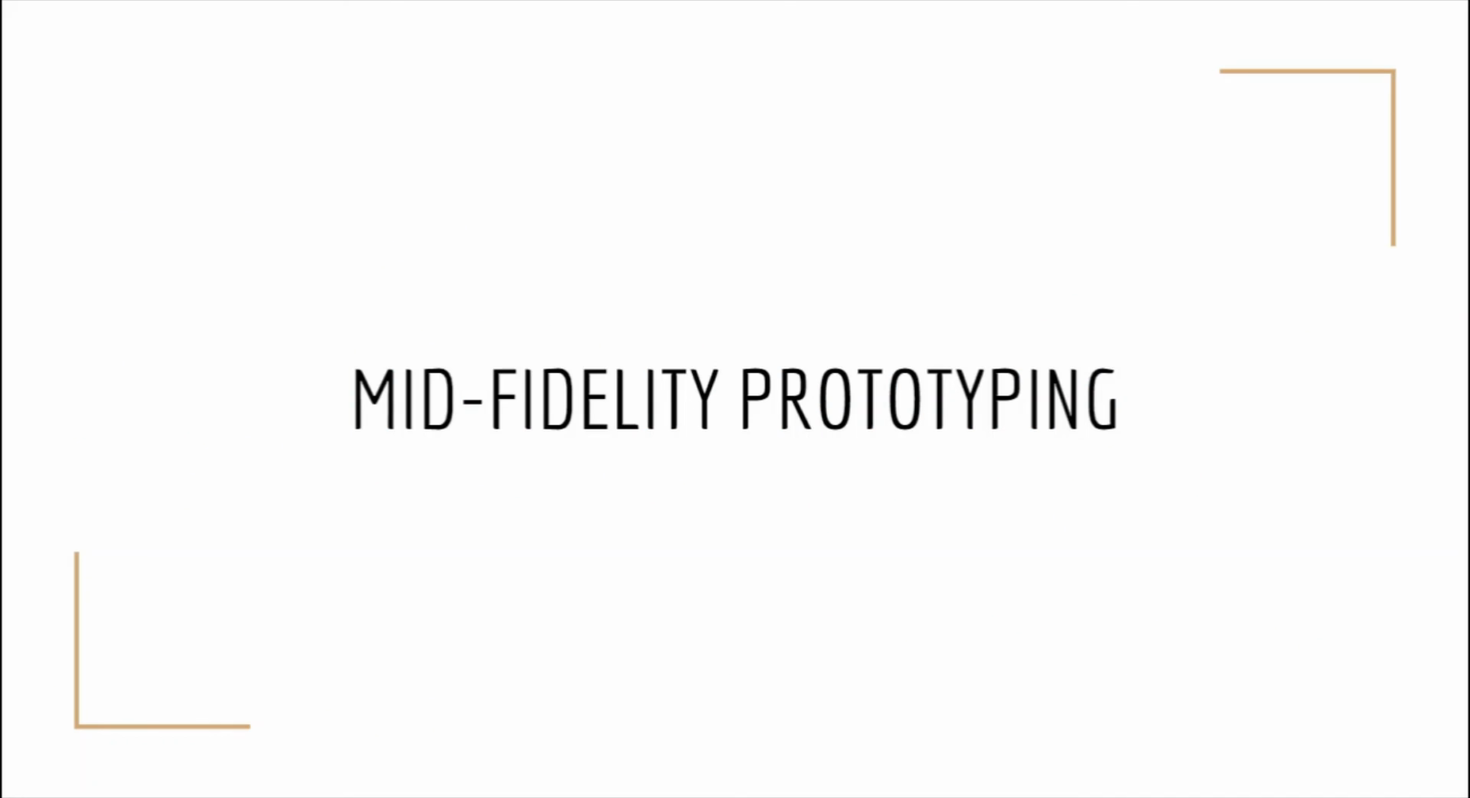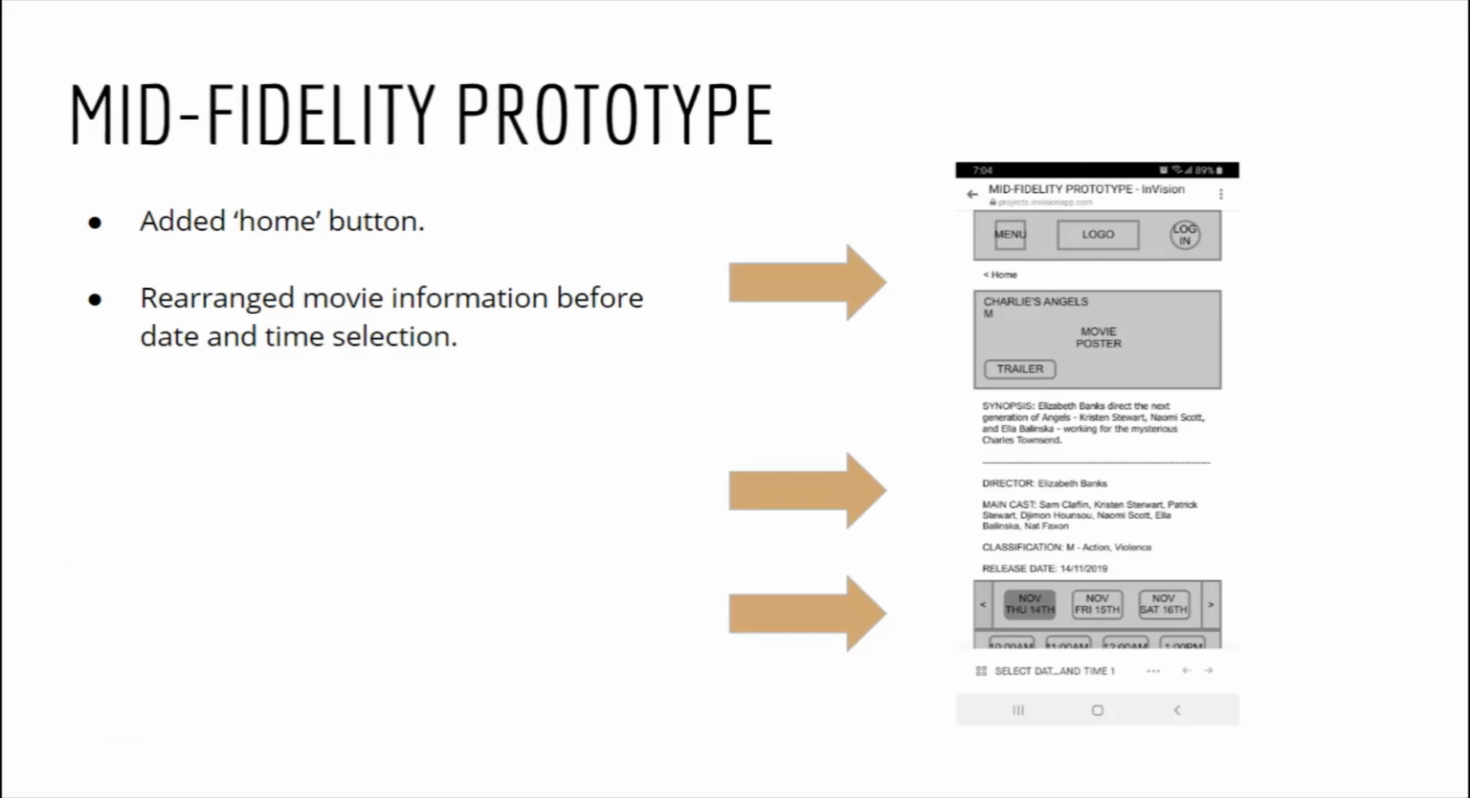With the mid-fidelity prototype, the added features were: I added the home button below the header, so users can have two navigation options to go back, the logo or home now, and I rearranged the movie information before date and time selection. So you have your movie poster, trailer, and your whole synopsis and other movie information above the select date and time.